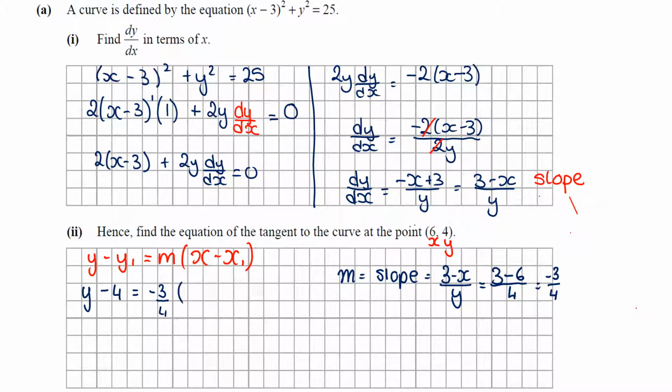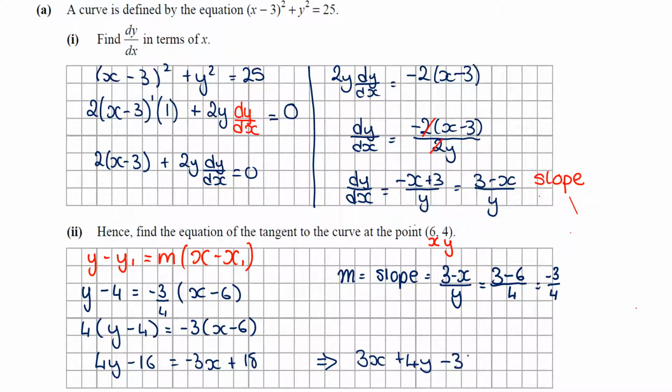bracket, x minus 6. Now, I'm going to bring the bottom 4 across the equals, or think of it as multiplying everything across by 4, and I get minus 3, x minus 6, and now we're just going to do some cleanup. 4y minus 16 is equal to minus 3x plus 18. So what we get here is 3x plus 4y, and that should give us a minus 34 equals 0.